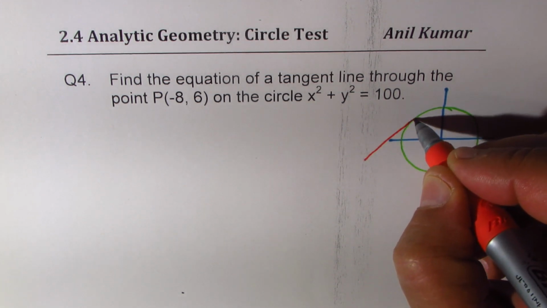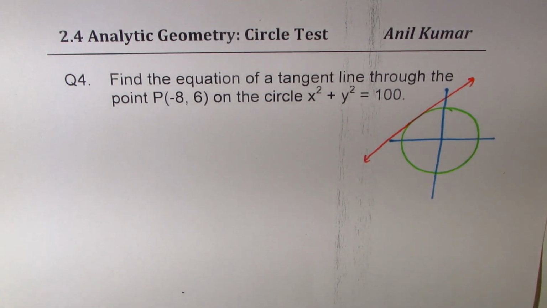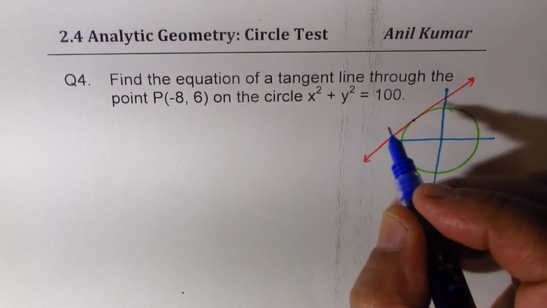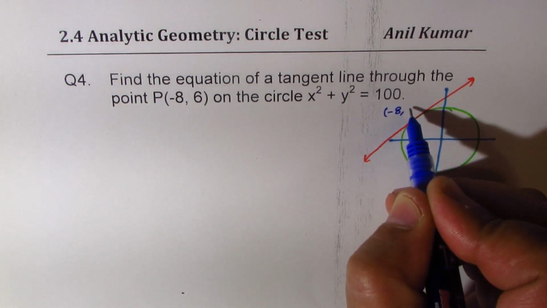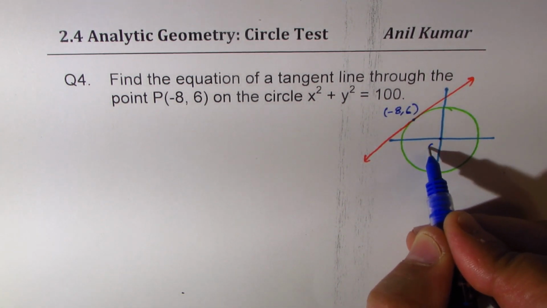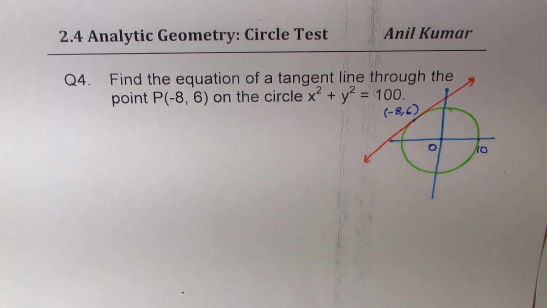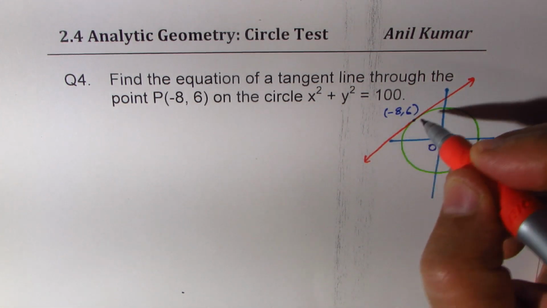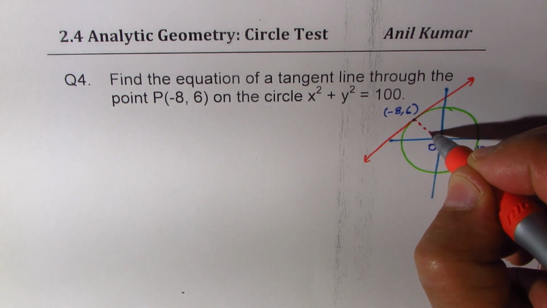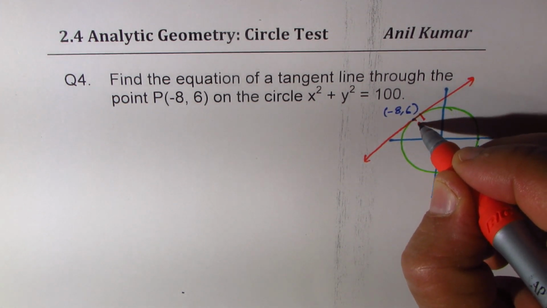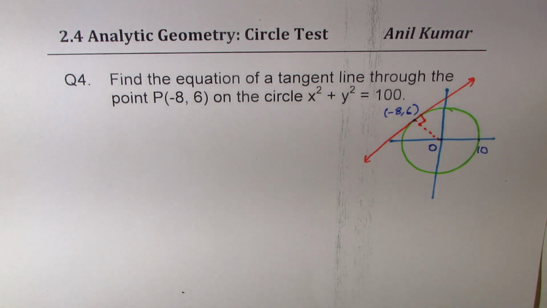So let me draw this tangent line. We need to find the equation of this line, and it goes through the point minus 8, 6. Here the center is at the origin, and we know this radius is 10 units. Correct? So I'd like you to pause the video and answer this question. This is a very important question. Let's try to understand the concept now. If there is a tangent, then with the radius, it will always be at right angles. That is the concept, correct?